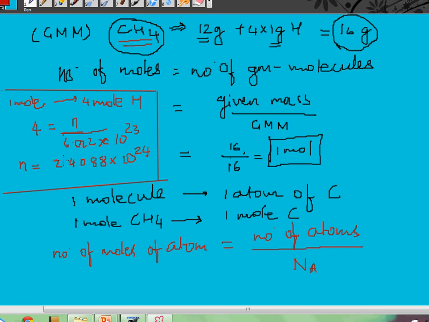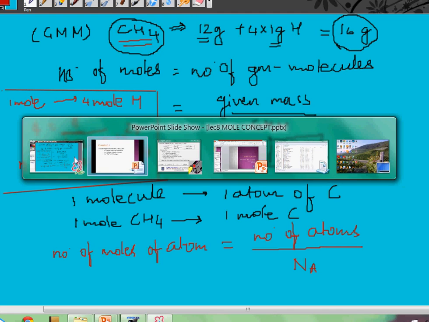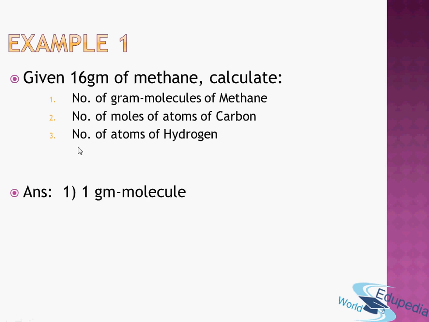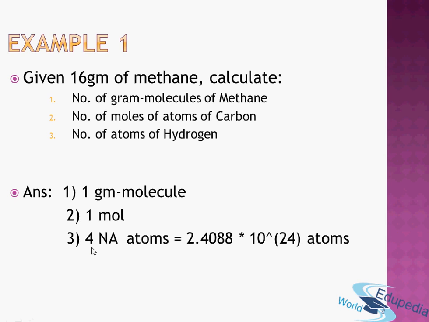So these many atoms of hydrogen are present. Okay, so this is the last part of the question, and that solves all our 3 parts. First part, the answer was 1 mole or 1 gram molecule of methane. Second part, 1 mole of atoms of carbon, and last part, 4 Na atoms of hydrogen, that is 2.4088 multiplied by 10 to the power 24 atoms of hydrogen.